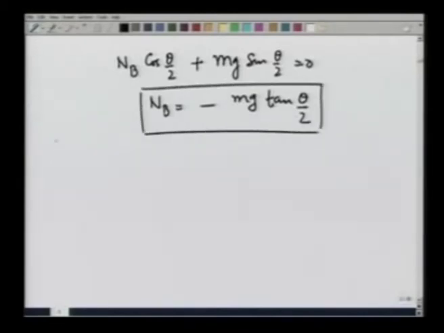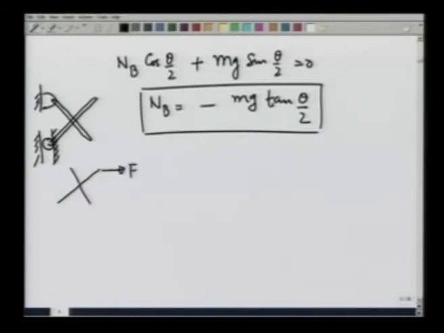Therefore, if I look at this mechanism that we had made earlier, this is a pin joint here, this is on a roller that is free to move, and I have a force F acting this way, 2mg pulling it down, and NB we have just calculated is mg tangent theta by 2. Notice that because of this negative sign I have already corrected the direction of NB, and there are N1A and N2A.